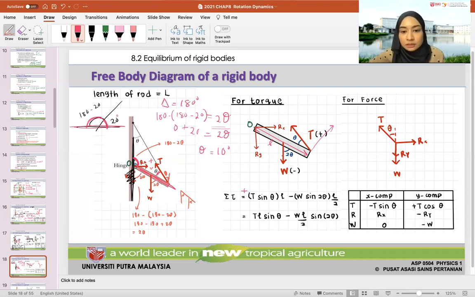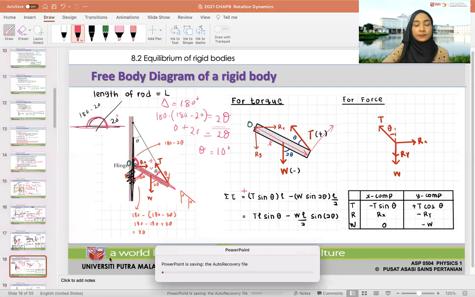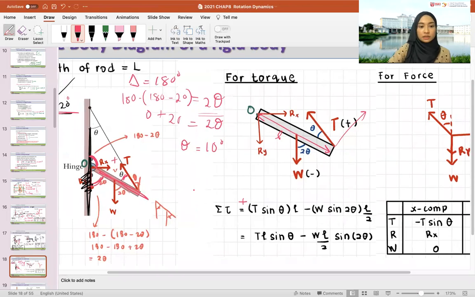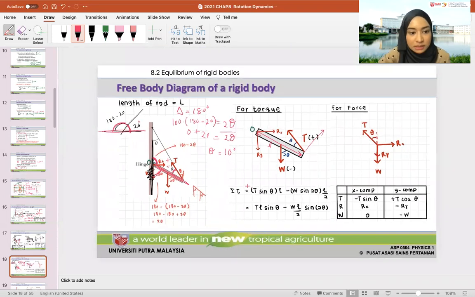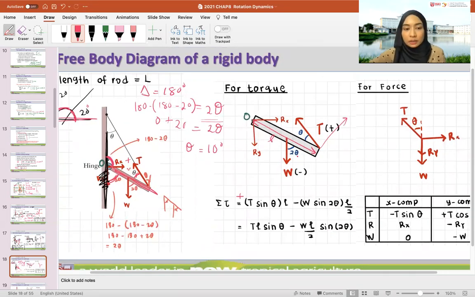Next one, weight. So here we defined it as 20. Oh, is this 2 theta or 20? I think it's 2 theta. Why is it 2 theta? Oh yeah, it is 2 theta. Okay, never mind, it's just an angle. We'll solve that later. I want to talk to you guys about the free body diagram. That's the most important part. The angle is just modern maths.